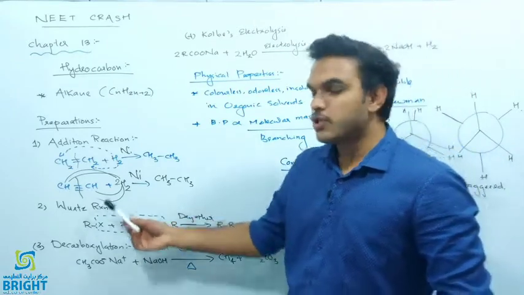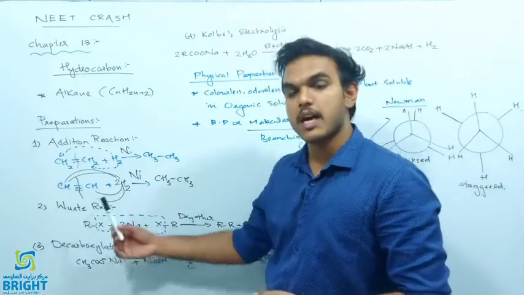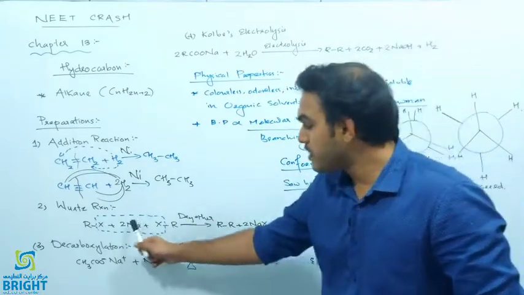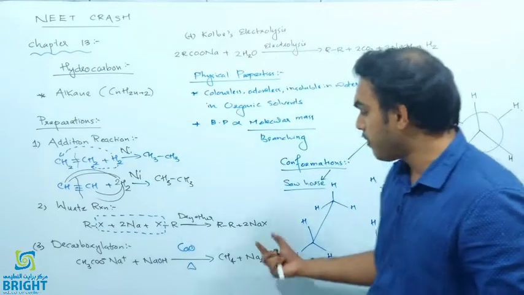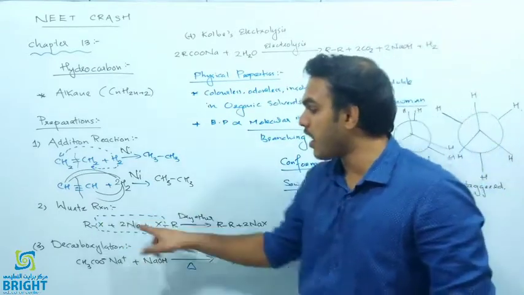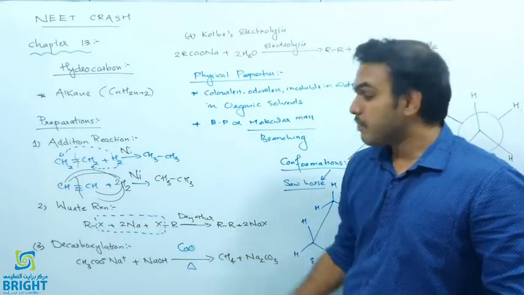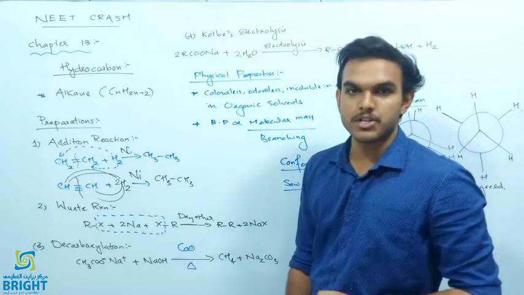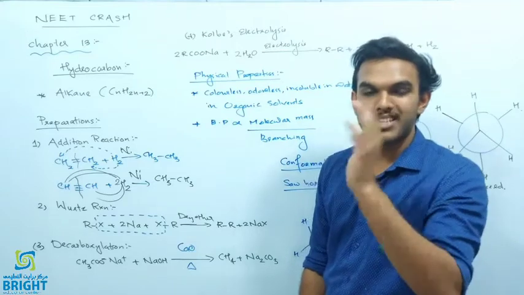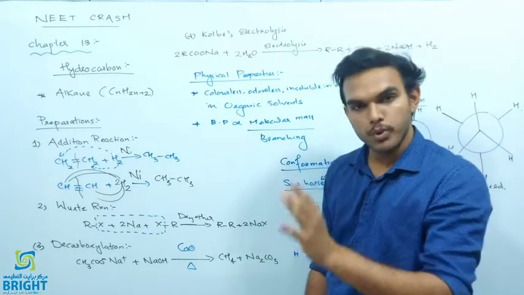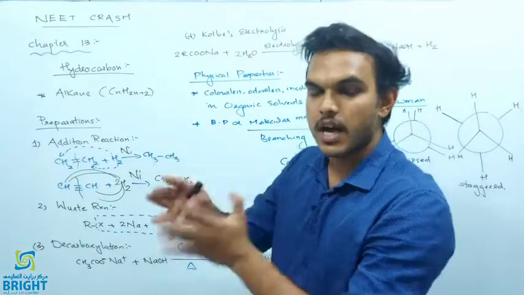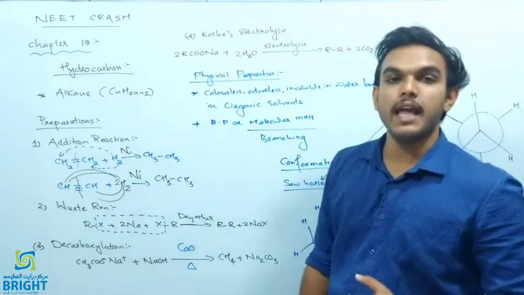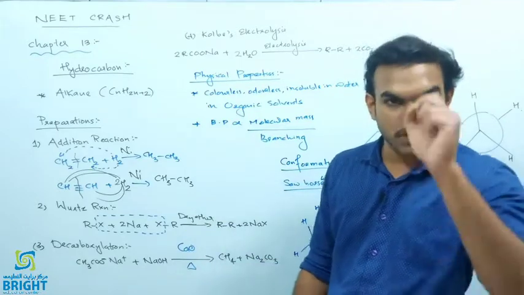The second reaction is Wurtz reaction that you already studied, that is RX plus Na plus XR, that is 2RX plus 2Na. The Na and X combine with each other and become NaX, and the R groups combine with each other and become R-R. This reaction is done in the presence of dry ether. This is known as Wurtz reaction. So you know now the addition reaction, that is the hydrogenation reaction, and the Wurtz reaction. In this Wurtz reaction, RX reacts with Na and becomes R-R plus NaX, and this reaction is done in the presence of dry ether.